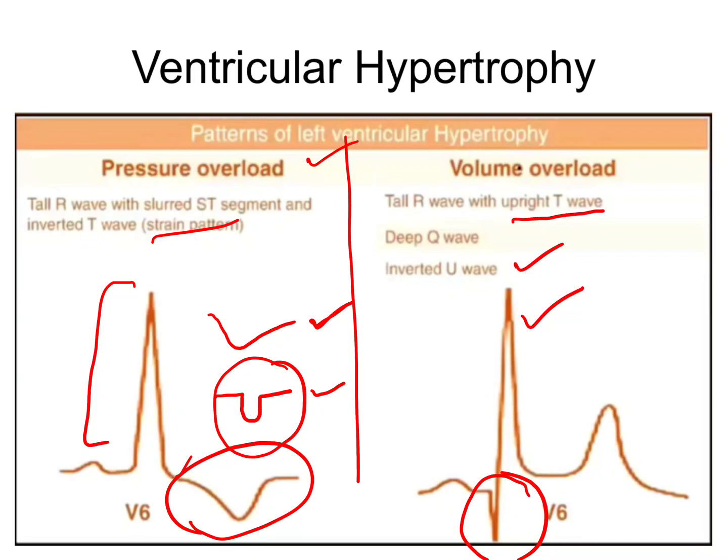When it is due to pressure overload, we get tall R wave, slurred ST segment, inverted T wave, that is asymmetrical T wave, suggestive of strain pattern in lead V6. And if the hypertrophy is due to volume overload, we get tall R wave, upright T wave, deep Q wave, and inverted U wave.